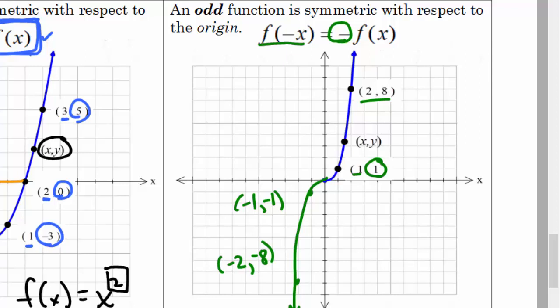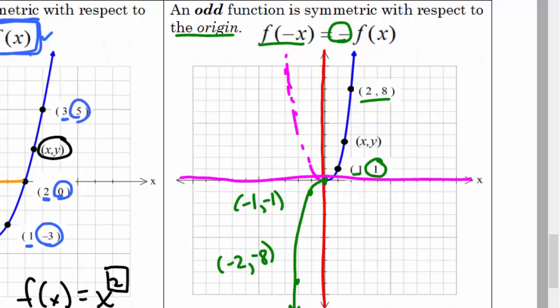Now, if I read, it says it's symmetric with respect to the origin. It's kind of hard to hold up a mirror to a point. So I want you to think about what happens is that it gets reflected over the y-axis, and then, so it's a two-step process, reflect over the y-axis, and then we're going to flip it over the x-axis. So it's kind of flip over here and then flip down here, and we have an odd function.